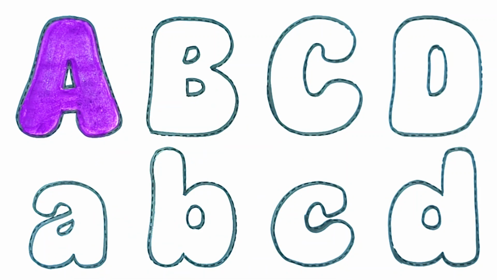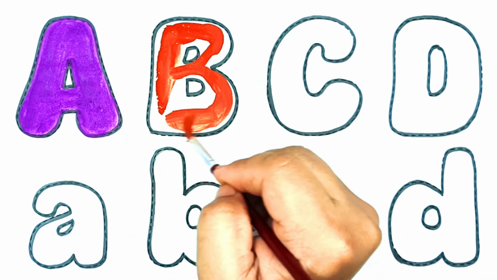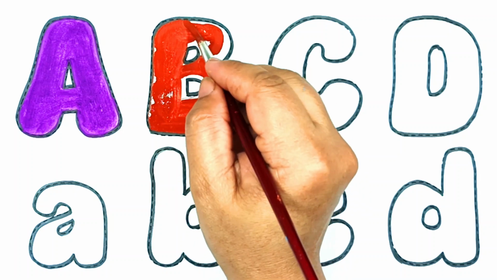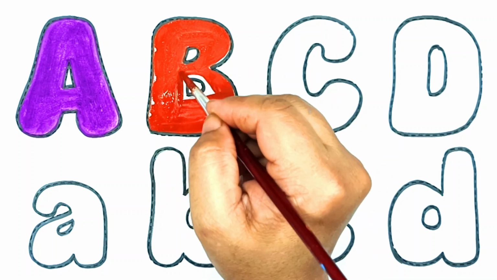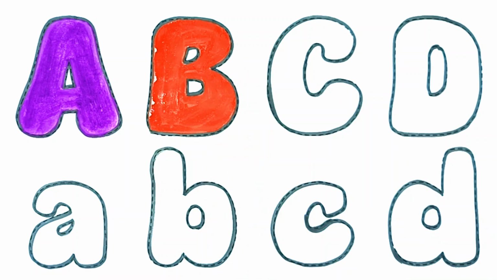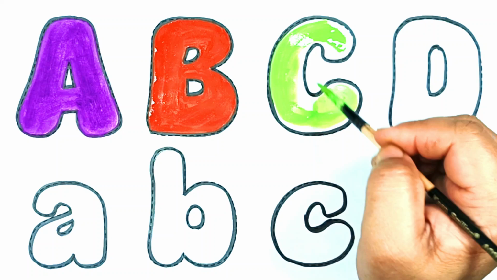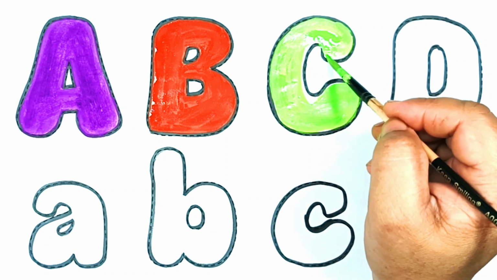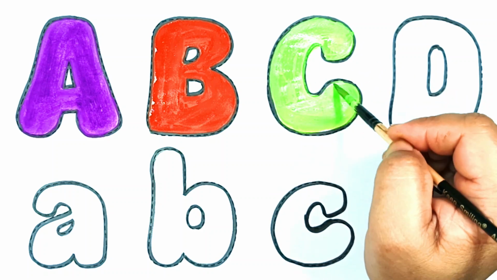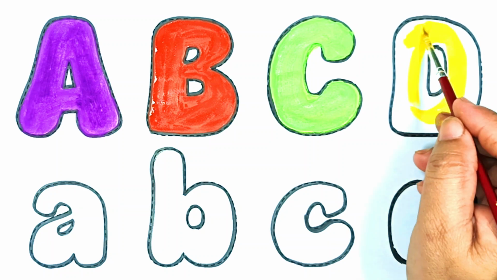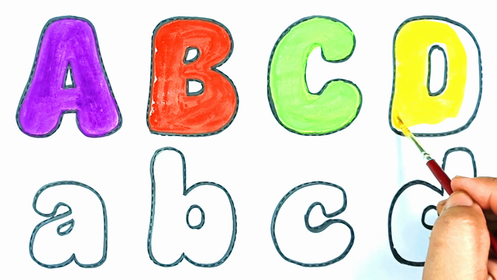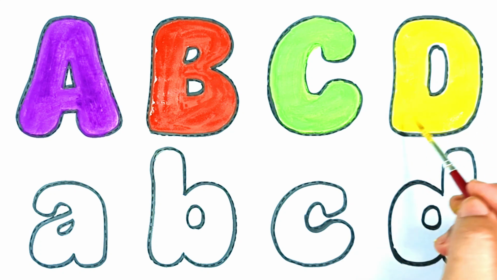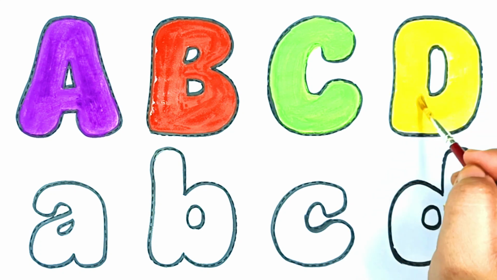A is for apple. B is for bat. C is for car. D is for duck.